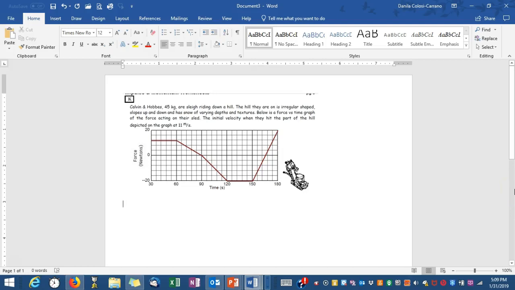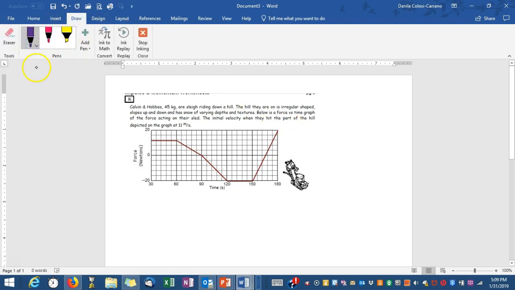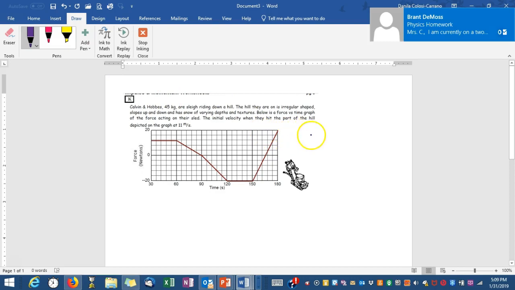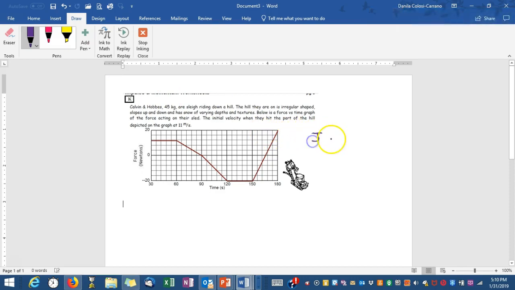Okay, guys, so let's solve this problem together. In particular, I want you to focus on the meaning of this graph. From here, we can say that we are working with impulse first of all.